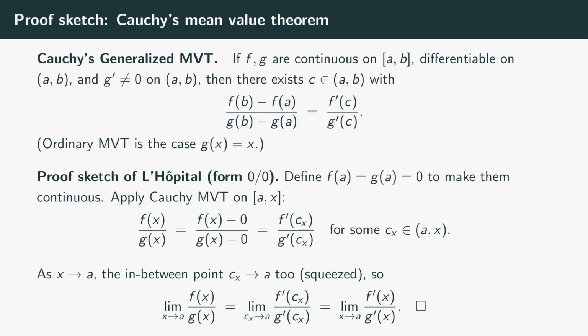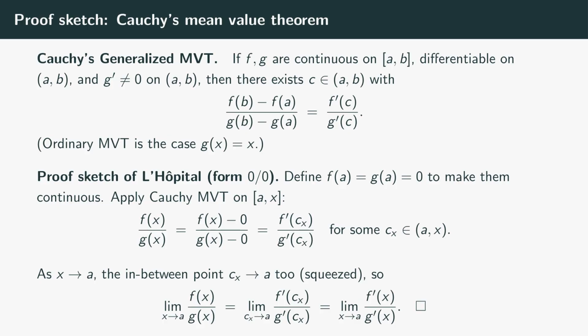Cauchy's version replaces the denominator b minus a with g of b minus g of a for a second function g. The conclusion: there's a c where the ratio of function changes equals the ratio of derivatives. f of b minus f of a over g of b minus g of a equals f prime of c over g prime of c. The ordinary mean value theorem is the special case where g of x equals x.